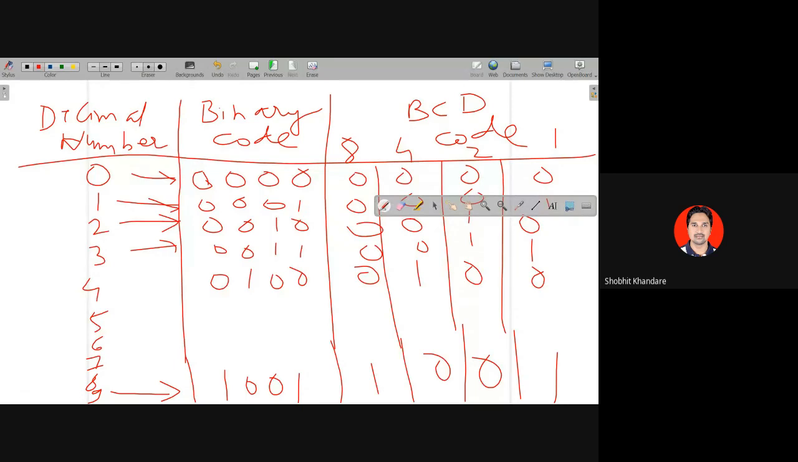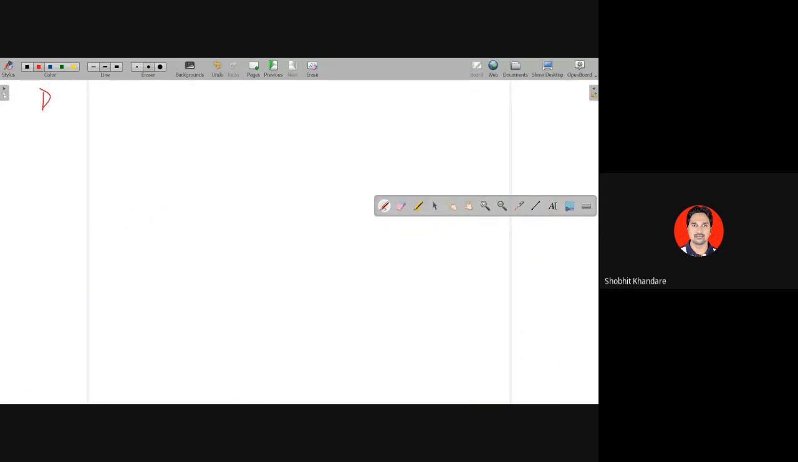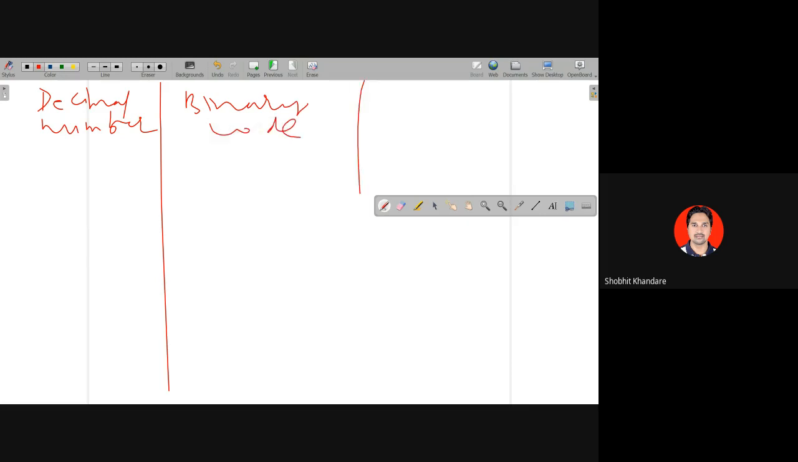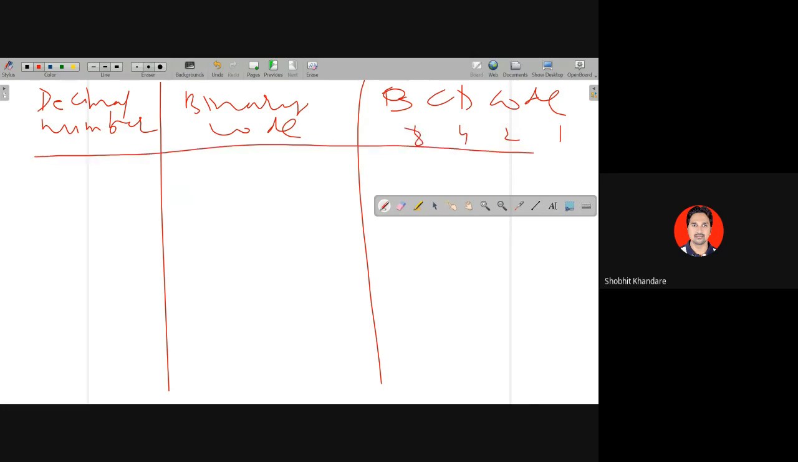On the next page, what I'm going to write down, again, this is your decimal number. Then you have binary code. Here you have BCD code. In this BCD code, you are following 1248. Okay. Now tell me, after 9, can I say 10? So can I say 10 is a decimal number?